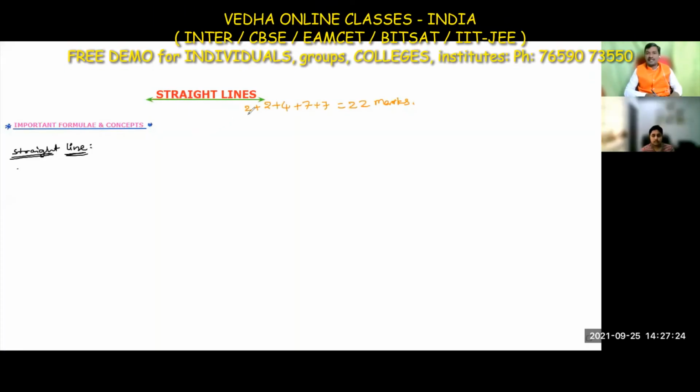So straight line, now new weightage is 2 plus 2 plus 4 plus 7 plus 7, that is 22 marks. Okay. So last year and this year, and we are going to discuss a few important formulae and concepts.